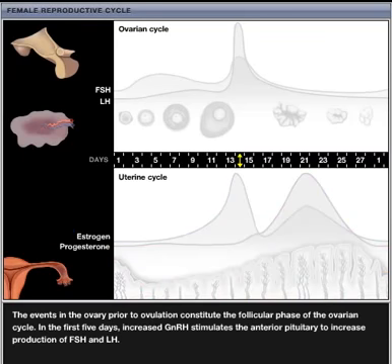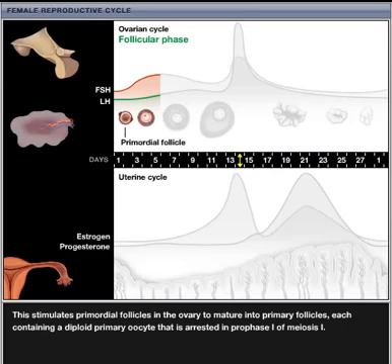The events in the ovary prior to ovulation constitute the follicular phase of the ovarian cycle. In the first 5 days, increased GnRH stimulates the anterior pituitary to increase production of FSH and LH. This stimulates primordial follicles in the ovary to mature into primary follicles, each containing a diploid primary oocyte that is arrested in prophase 1 of meiosis I.